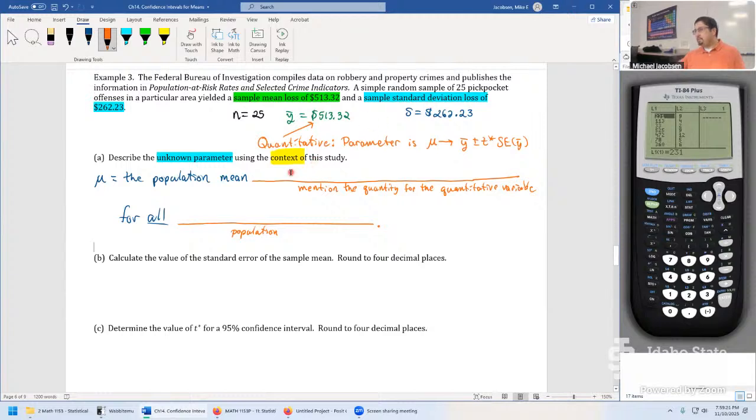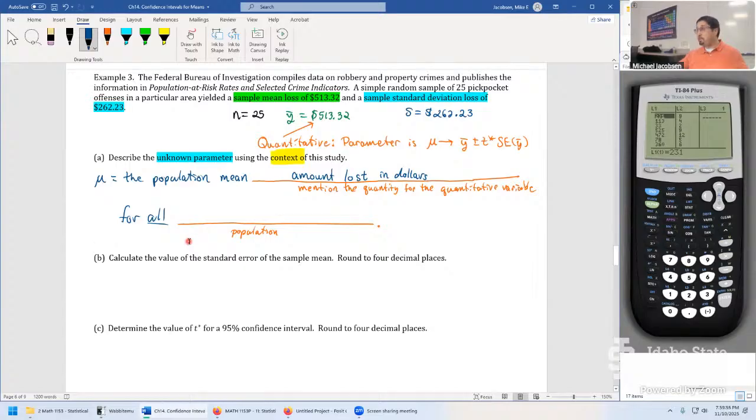So it's going to be the mean. Well, what was the 513? That was a loss due to a pickpocket offense in this particular area. So we can say the population mean amount lost, and that would do the job. You could say the amount lost in dollars to be really specific, but I would say that part could have been left off and it would have been just fine.